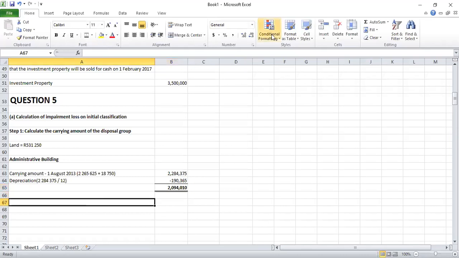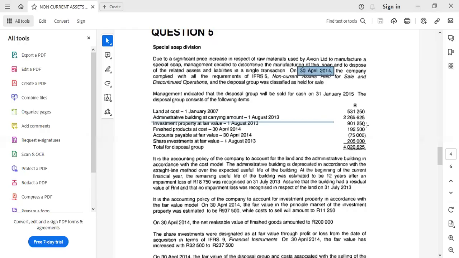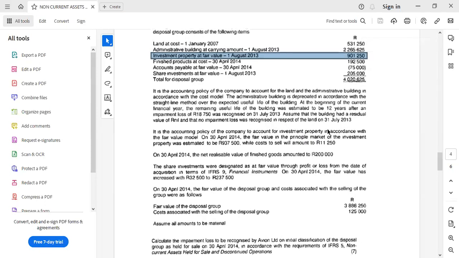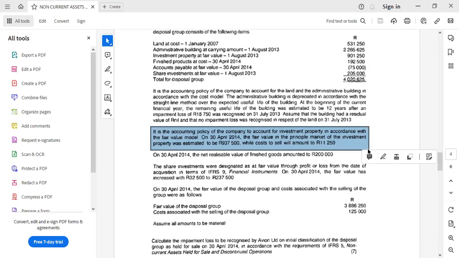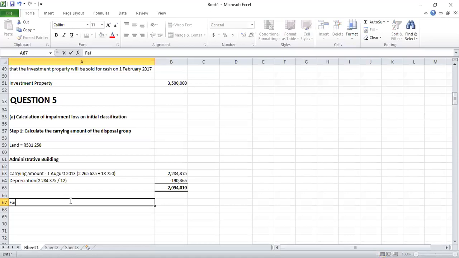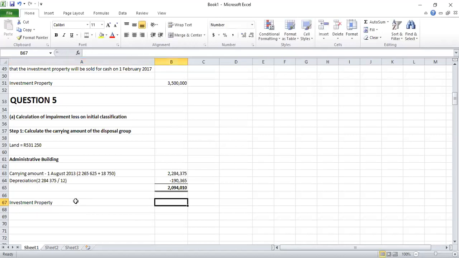Then we have got the investment property. We are told that it is the accounting policy for the company to account for investment property in accordance with the fair value model. On 30 April 2014, the fair value in the principal market of the investment property was estimated at 937,500, while the cost to sell will amount to 11,250. So you measure it at the fair value excluding cost to sell. Remember that when you are measuring an asset at fair value, you don't consider the cost to sell. So it will be 937,500. Please, you don't take into account the cost of selling the building.